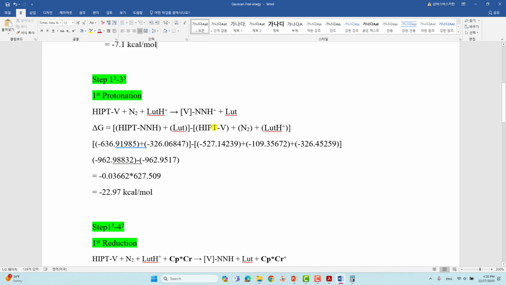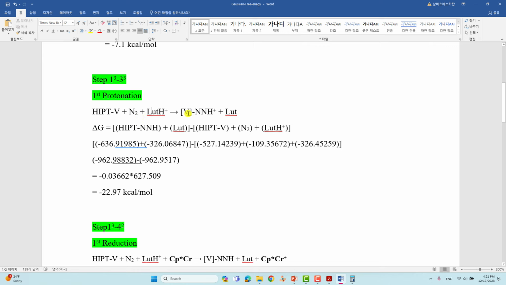Just listen. Here we can see step 1 to 3 we are going to calculate. What are the intermediates we have to put? This is the initial structure, that means the catalyst. Then you have to put N2. Then we have to put lutetium, meaning lutetium with proton. I will show you the structure. Otherwise you can just search lutetium, you will find this kind of structure. What is that? This is actually the proton source. So we are going to add one proton to this N2.